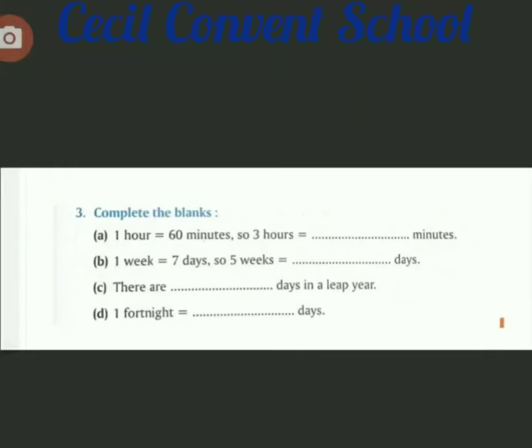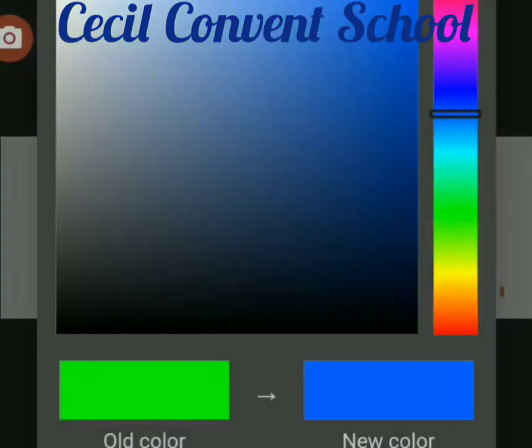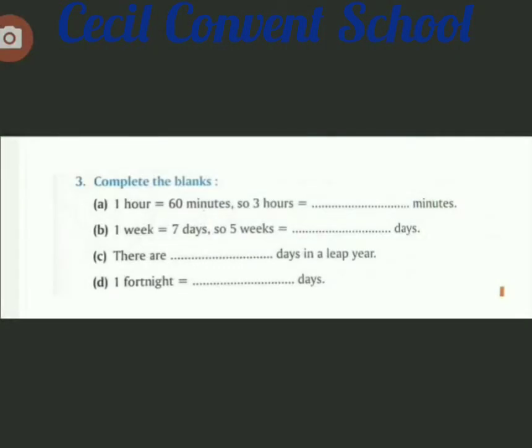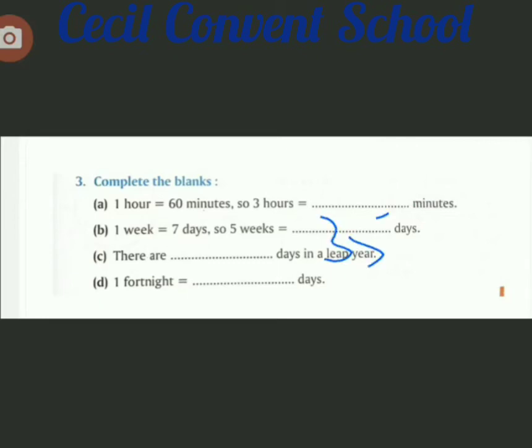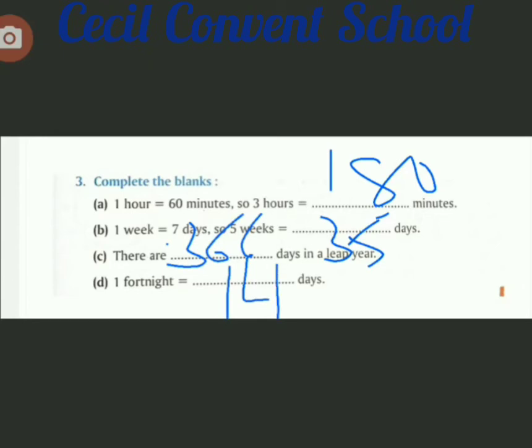Now we come to question number 3. As you all know that 1 hour is equal to 60 minutes, so 3 hours will be equal to, 3 should be multiplied by 60, the answer will be 180. Clear? Now 1 week is equal to 7 days, so 5 weeks will be equal to 35 days, because 7 fives are 35. Clear? There are dash days in a leap year. A leap year has how many days? 366 days. And one fortnight, as I already told you in the important points, has a total of 14 days, which is 2 weeks.